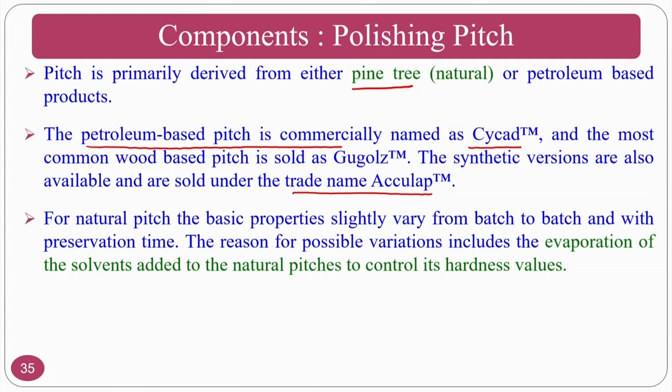For natural pitch, the basic properties slightly vary from batch to batch, because if you are taking it out in winter or in summer, then the properties will slightly vary. At the same time, the possible variations include evaporation of solvent added to the natural pitches to control the hardness value. That means that you have to add some solvents to the natural pitches so that you can vary the viscous and elastic components and other things. And if the elastic component is more, normally the hardness will be more.